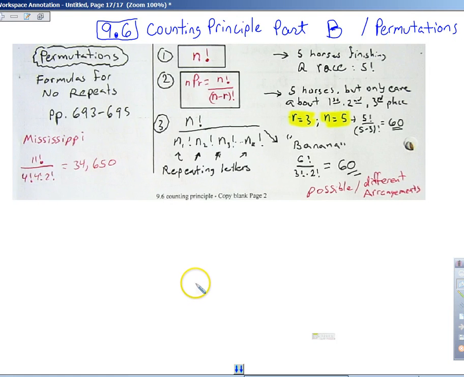In this video, I would like to go over the concept of permutations, which is a concept in section 9.6 of our textbook. This will be the second video in this section. I'd like to go over these three permutation formulas, and I'll give you an example of each one.